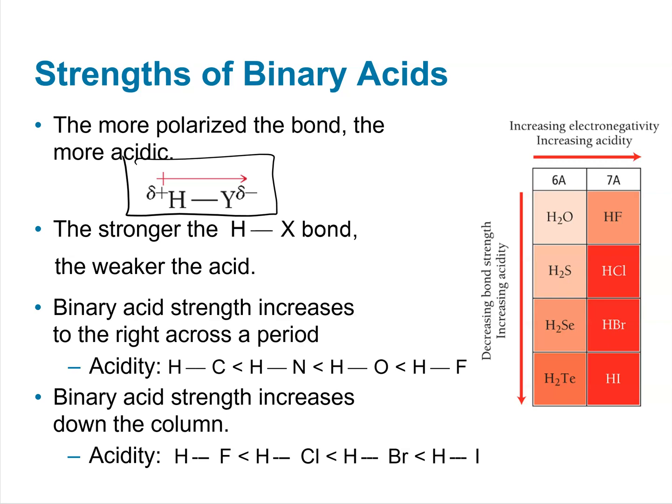Conversely, the stronger the bond is between the central atom and the acidic proton, the weaker the acid will be, for the exact same rationale. If you have a really strong bond between a proton and a central atom, that bond is strong because it's low energy, it's happy, it's stable, and it doesn't want to give that up by giving up that proton for it to act as an acid.